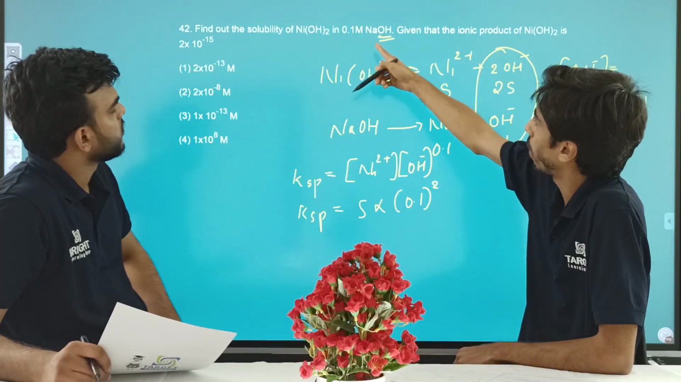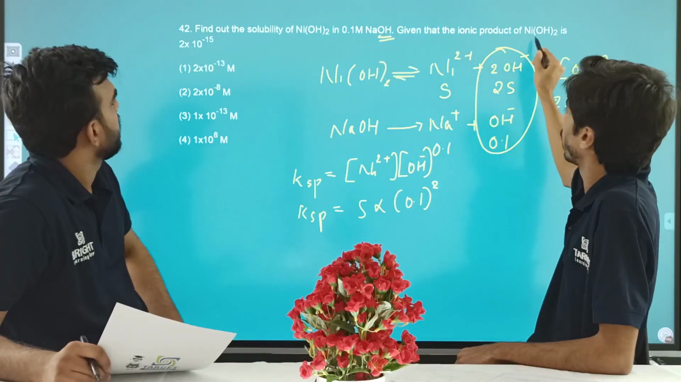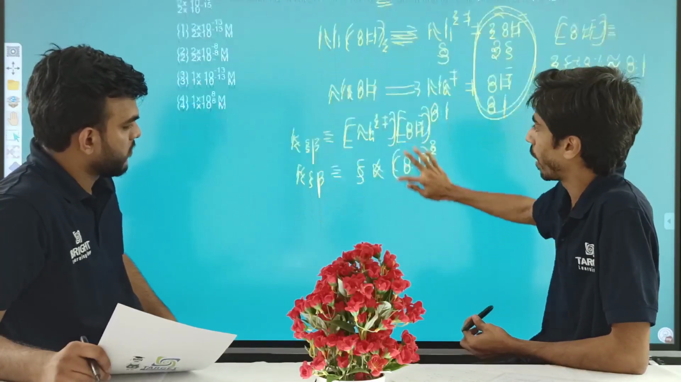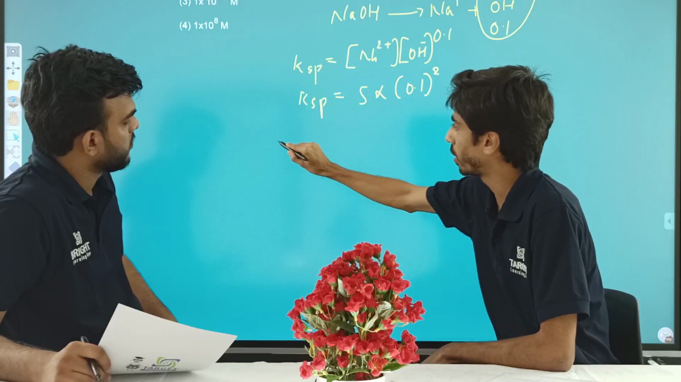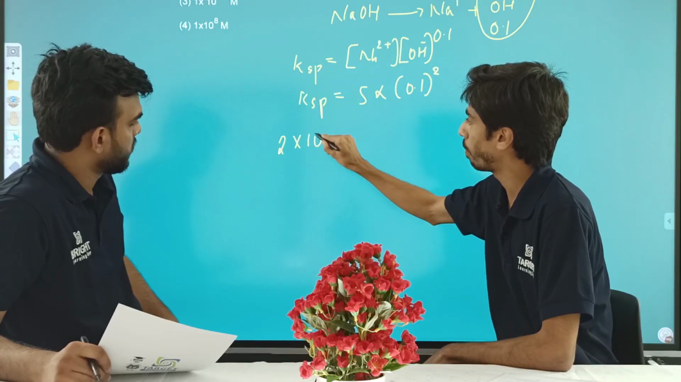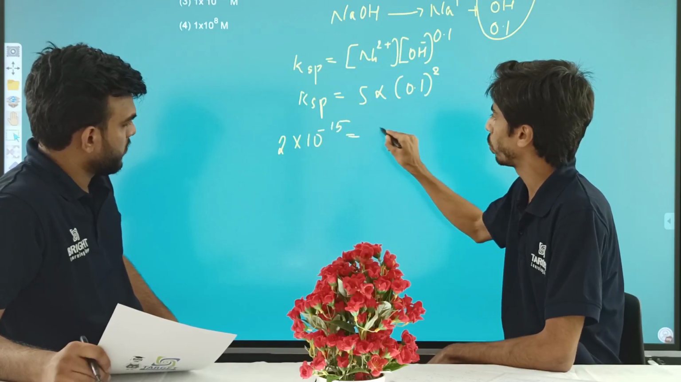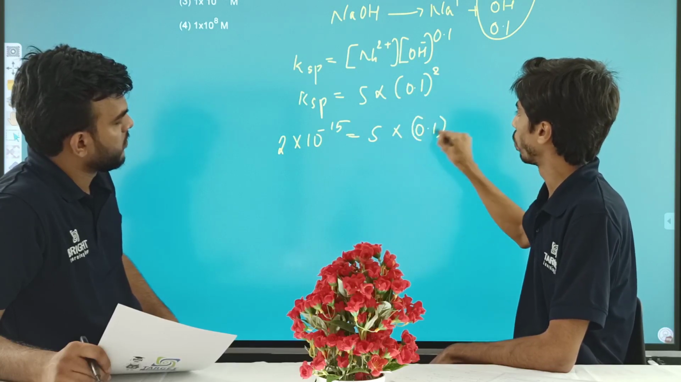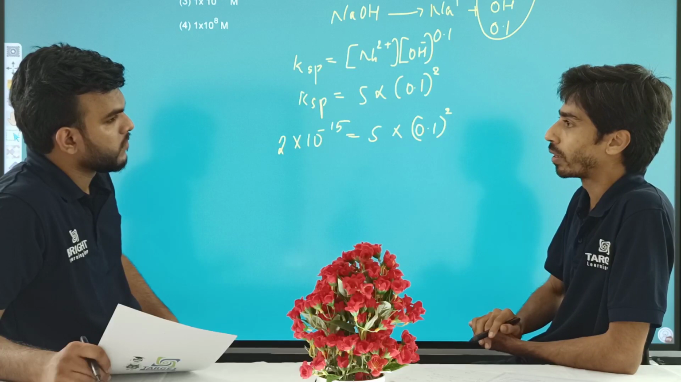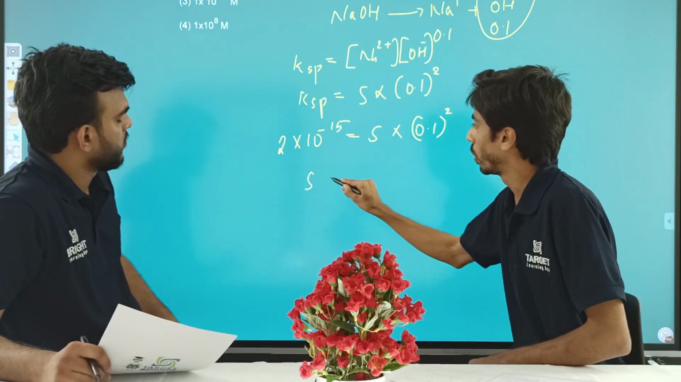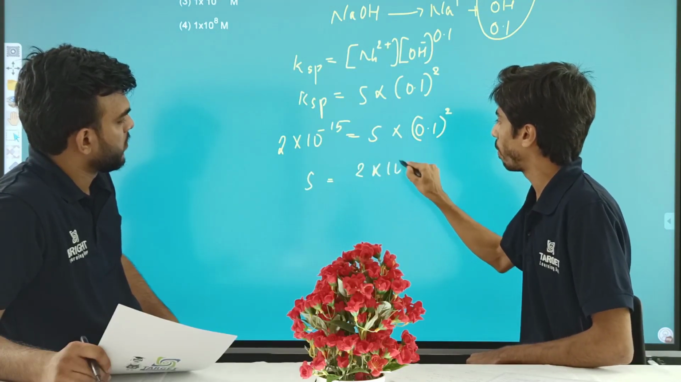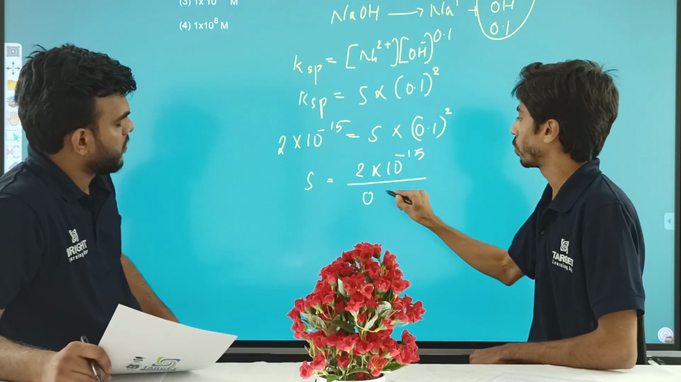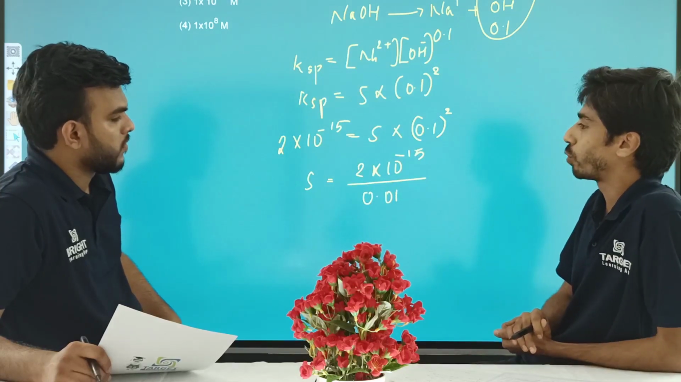The value of the ionic product is given as 2 into 10 power minus 15. So we'll apply that value: 2 into 10 power minus 15 will be equal to S into 0.1 squared, and 0.1 whole squared will be 0.01. So S will be equal to 2 into 10 power minus 15 divided by 0.01, and 0.01 is 10 raised to minus 2.